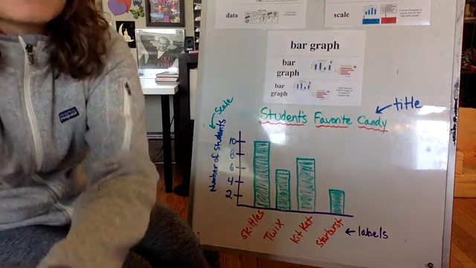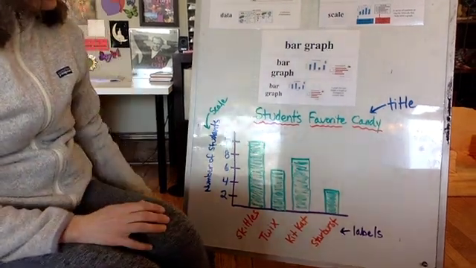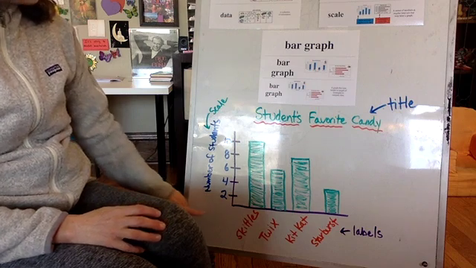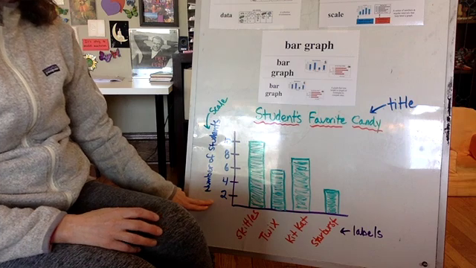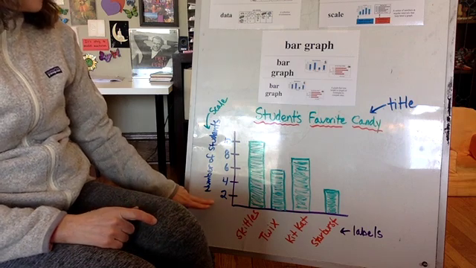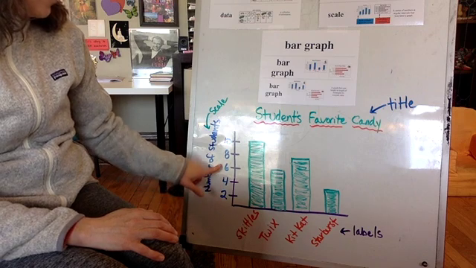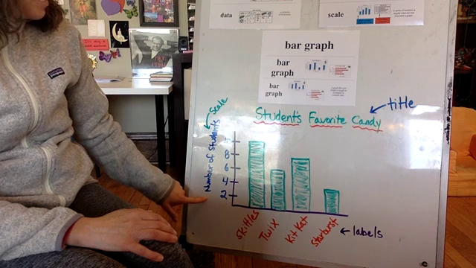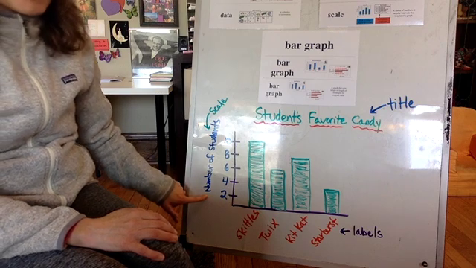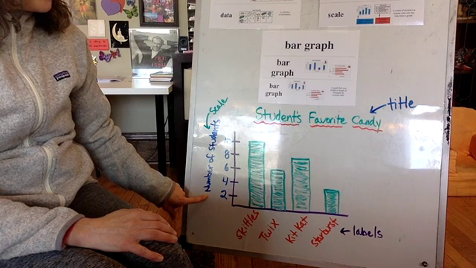The next piece of information on a graph is the scale. It's a series of numbers at regular intervals that help label a graph. On the side we have 2, 4, 6, 8, 10. We're counting by 2s here. This side is the scale. It's the number of students that liked each kind of candy, okay?